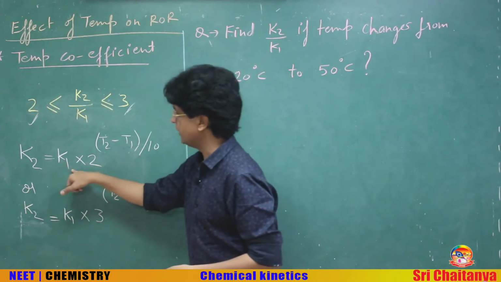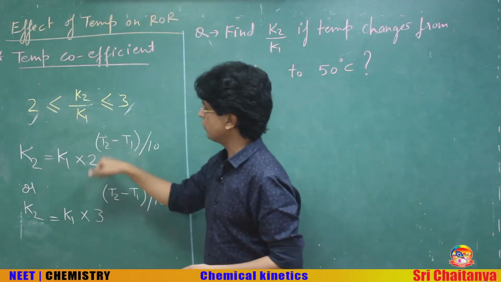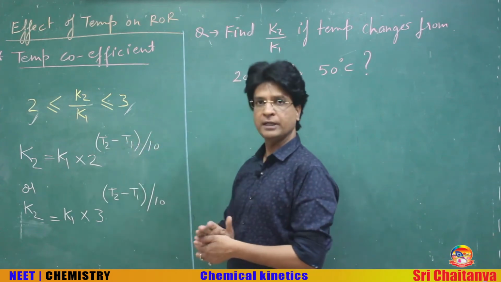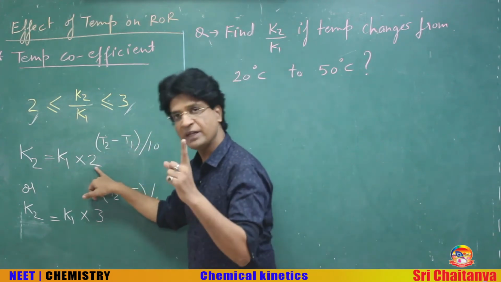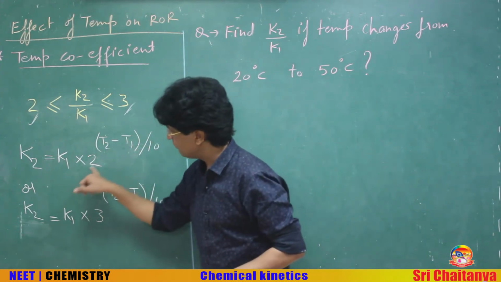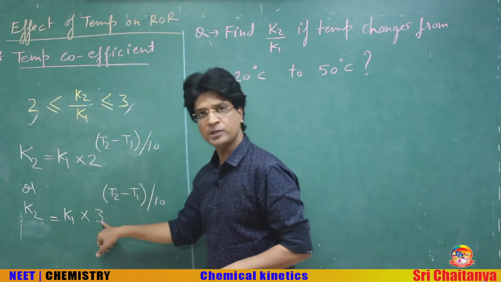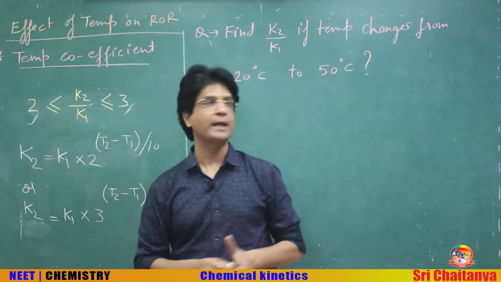K2 equals K1 into 2 to the power of (T2 minus T1) divided by 10, if the temperature coefficient is given as 2. If it is given as 3, in place of 2, replace it with 3. Now let us do a question on that.